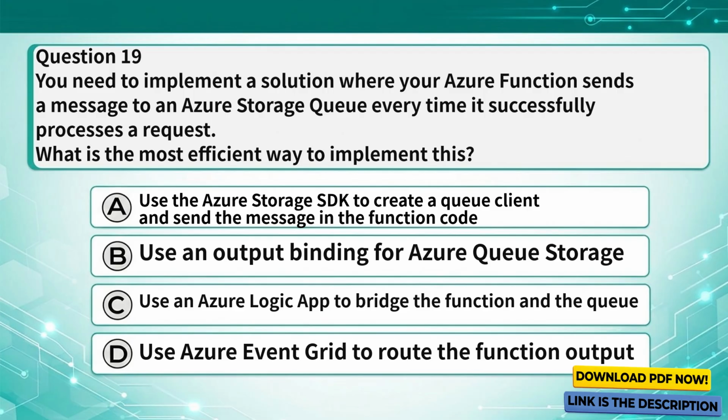Question 19. You need to implement a solution where your Azure function sends a message to an Azure storage queue every time it successfully processes a request. What is the most efficient way to implement this? A. Use the Azure Storage SDK to create a queue client and send the message in the function code. B. Use an output binding for Azure Queue Storage. C. Use an Azure Logic app to bridge the function and the queue. D. Use Azure Event Grid to route the function output.